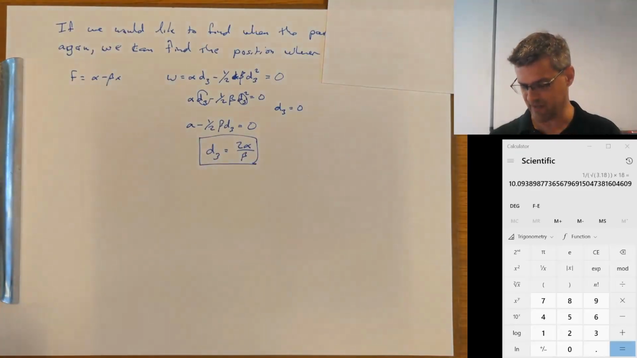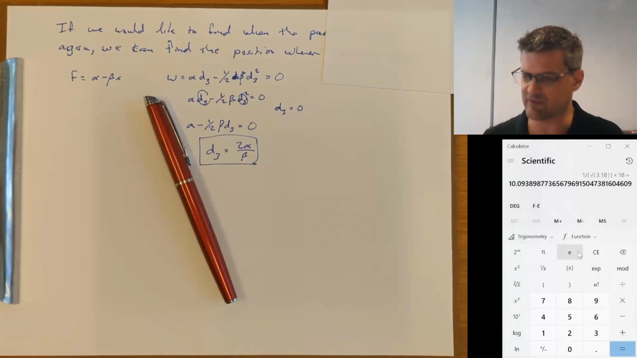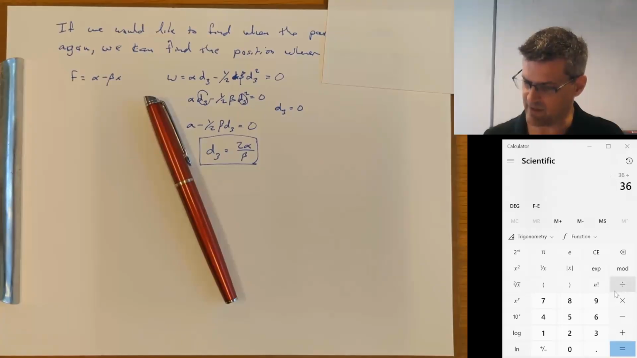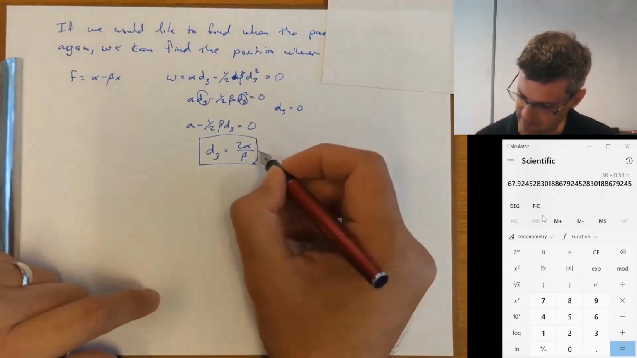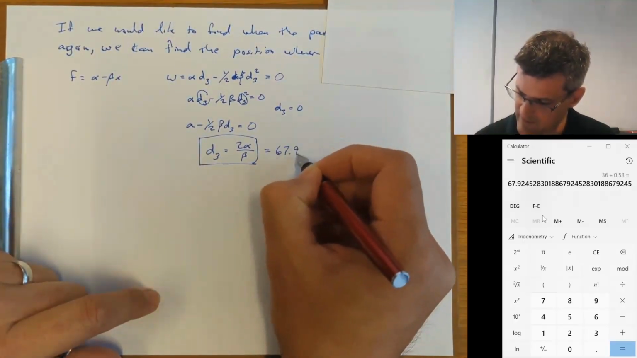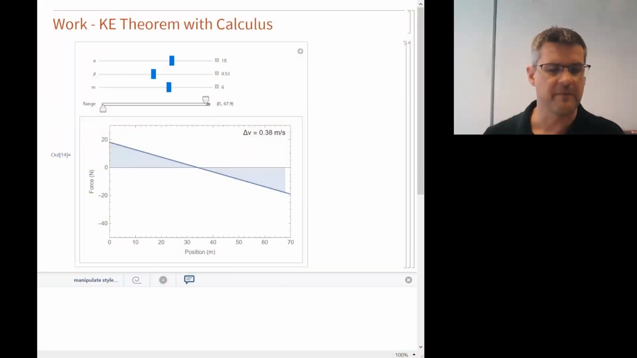And we know alpha and beta. So where is the position d3 where this is going to stop again? 2 times alpha divided by beta, 67.9 meters. Which is consistent with what we see here. Very small velocity, and we could tweak in and get it ever so much closer.